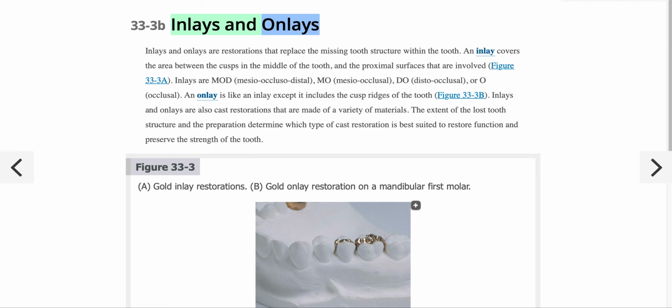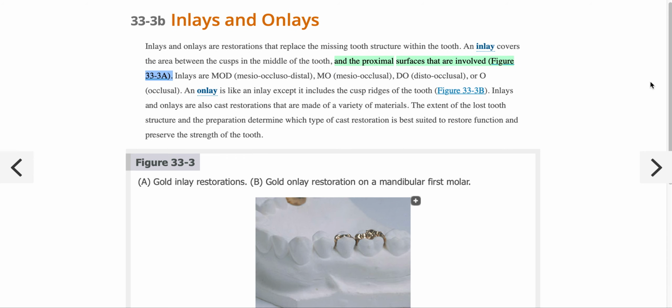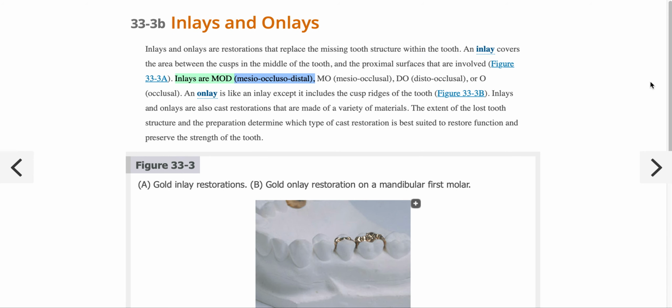Inlays and one-lays. Inlays and one-lays are restorations that replace the missing tooth structure within the tooth. An inlay covers the area between the cusps in the middle of the tooth and the proximal surfaces that are involved, figure 33-3A. Inlays are MOD, mesio-occlusodistal, MO, mesio-occlusal, DO, disto-occlusal, or O, occlusal.